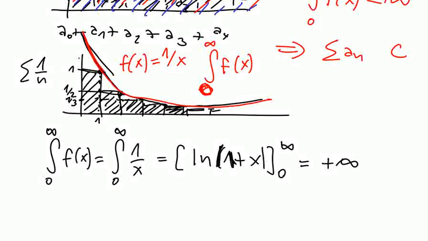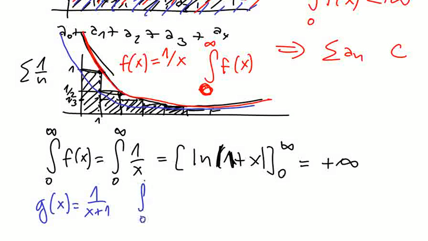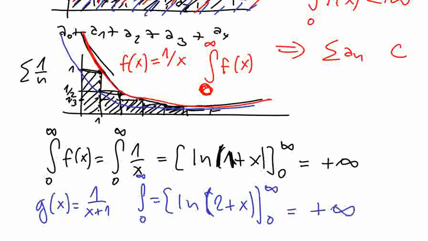Yeah, and similarly, now we know that we basically don't know much. We know that it's more than infinity. So what we are going to do is use another function g(x) for 1/n. Now we shift the function to the left, meaning x plus 1, and if we calculate the integral, we obtain the logarithm of 2 plus x from 0 to infinity, and again we obtain plus infinity, meaning that we know exactly that this sum is plus infinity.